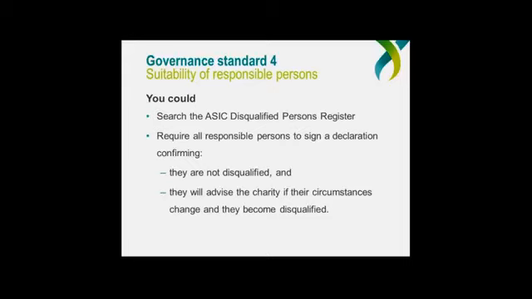The second point is a really useful tip, and that is that you can require all your responsible persons to sign a declaration when they get appointed that they are not disqualified, so you can explain what that is and get them to sign it, and get them to confirm that they will advise your charity if their circumstances change and they do become disqualified. Because it is quite possible you have a responsible person that meets the test for the first few years, but then for some reason they become an undischarged bankrupt, for example, and that will prevent them from being a responsible person. So they are two tips that could be useful.